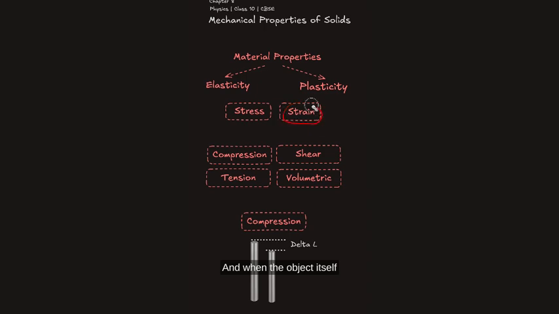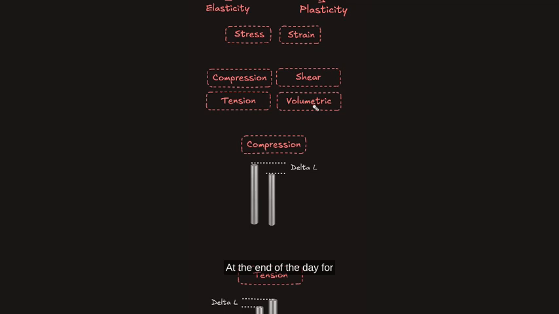And when the object itself is being deformed, the amount of deformation the object undergoes with respect to its original length or with respect to its original volume is called strain. For CBSE, you need to be looking at compression, shear, tension, and volume. So you have compressive stress, compressive strain, shear stress, shear strain, tensile stress, tensile strain, volumetric stress, and volumetric strain.